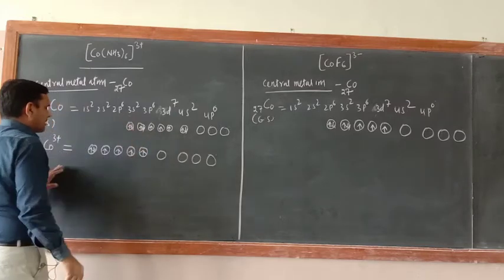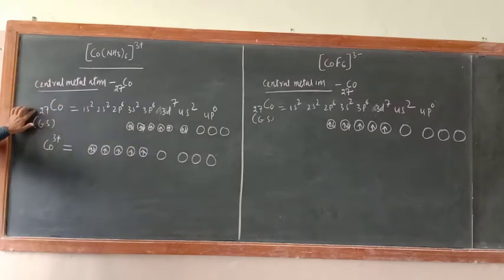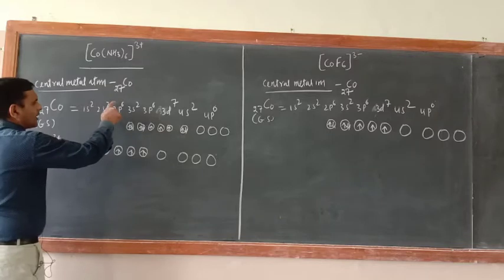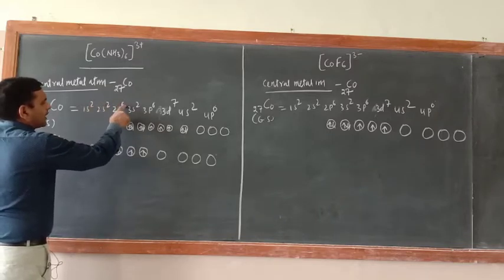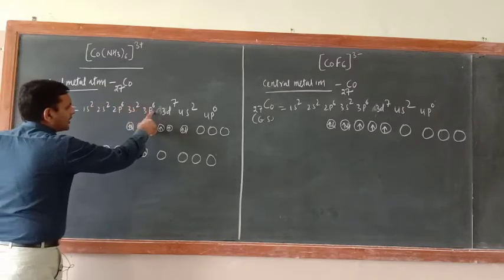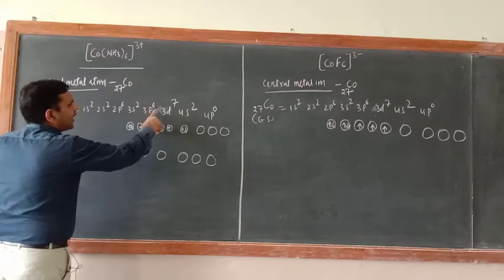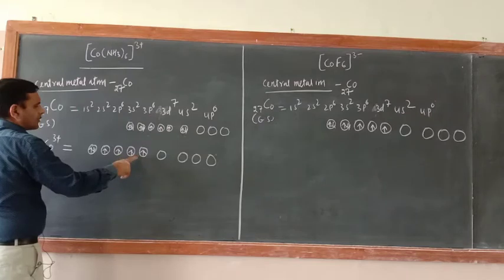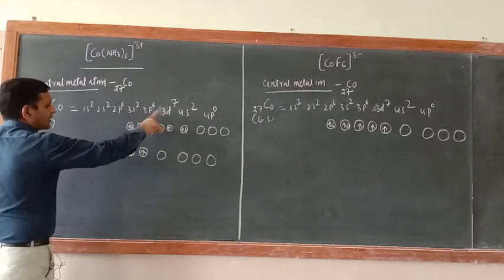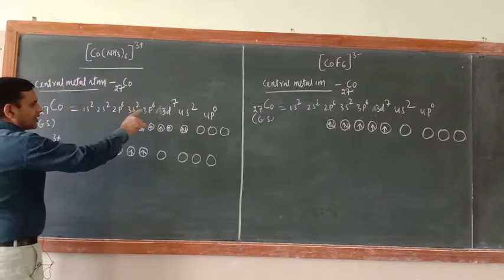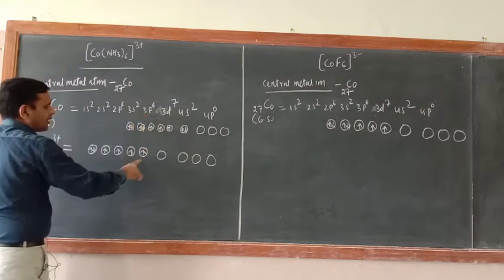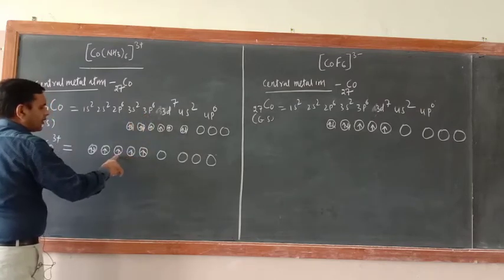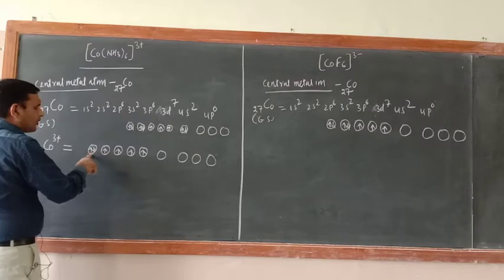So now you can check also. 27 minus 3, that is 24 electrons should be there. So 24 up to here: 2, 4, 10, 12, 18, and now here what should be there? 6 electrons. So just count up to here. 24 electrons should be there. So up to here 18 is there: 18, 19, 20, 21, 22, 24.